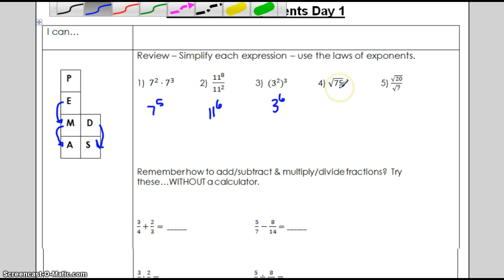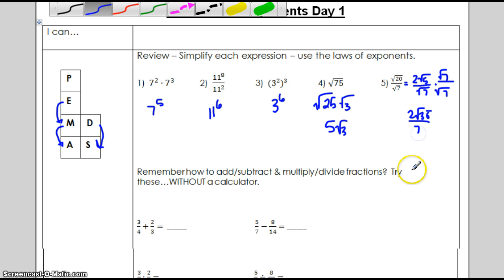Simplifying radicals, we just got done doing that. So remember, we find the biggest perfect square, and then we simplify the one that's perfect. And then this last one, if you can simplify that fraction, do it. If not, then you're going to go ahead and rationalize by multiplying by the radical in the denominator spot. You can go ahead and simplify the top, and then multiply by that radical, which would give you 2 radical 35 over 7.